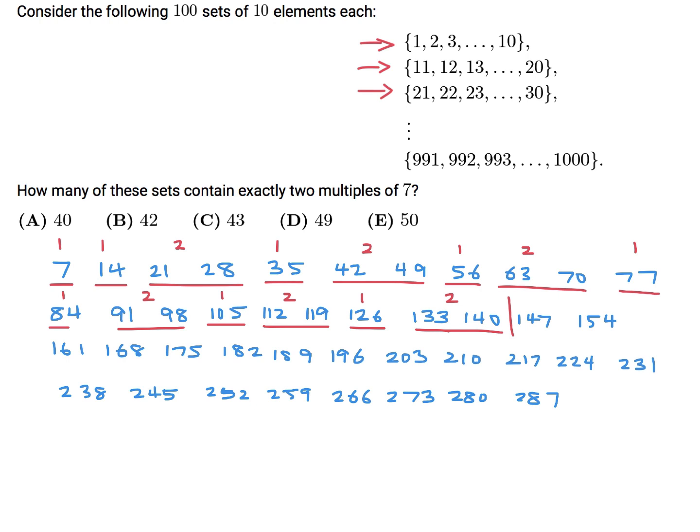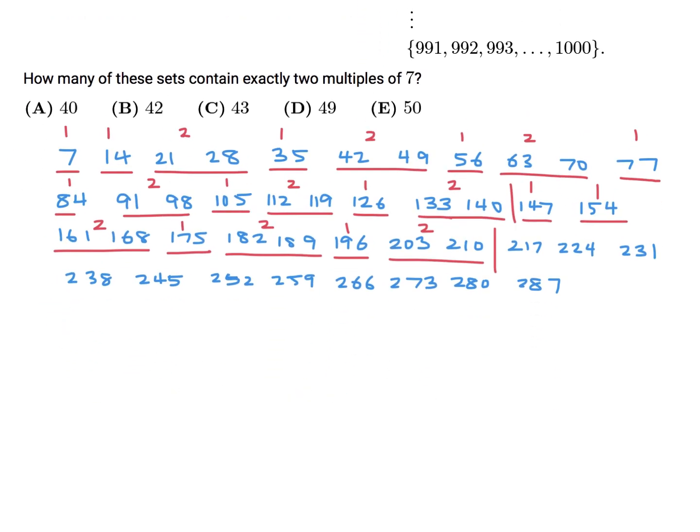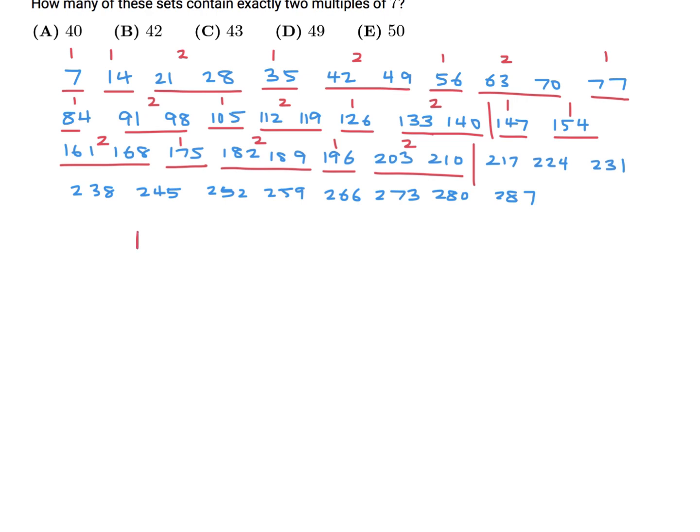So let's keep going here. 1, 1, 2, 1, 2, 1, 2. Okay, so that's the pattern. The pattern is 1, 1, 2, 1, 2, 1, 2, and it ends there.